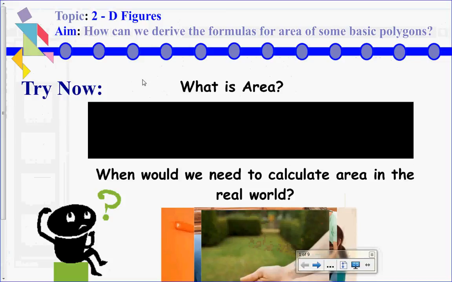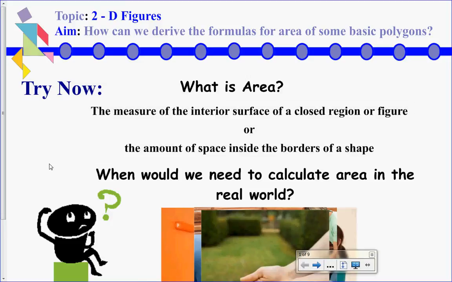Today we're going to discover how we derive the formulas for area of basic polygons. So what is area? The measure of the interior surface of a closed region or figure, or the amount of space inside the borders of a shape, okay?